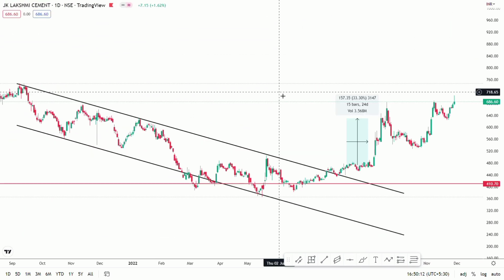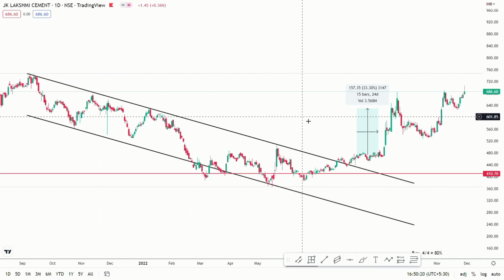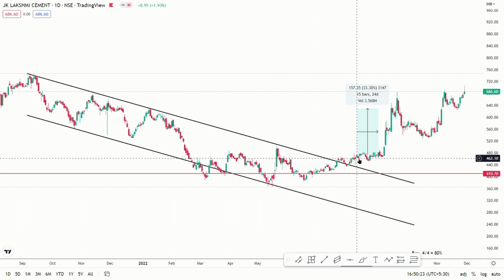So I have shown you the profitable trades and also our losing trade in this video. So this is the very simplest trading strategy that I have been using since.